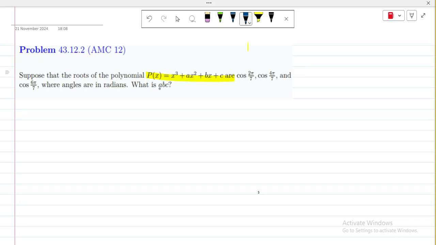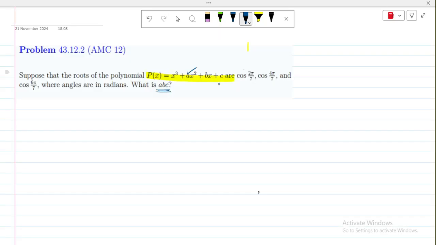Obviously, if you need to find A, B, C, so you need to find the value of A. That is the sum of the roots. Sum of the roots you need to find, okay? Getting my point? And you need to find the value of B, that means sum taking two at a time, and you need to find the value of C, that means you need to find the product of the roots, the product of this cos, okay? So let's discuss trigonometry first.